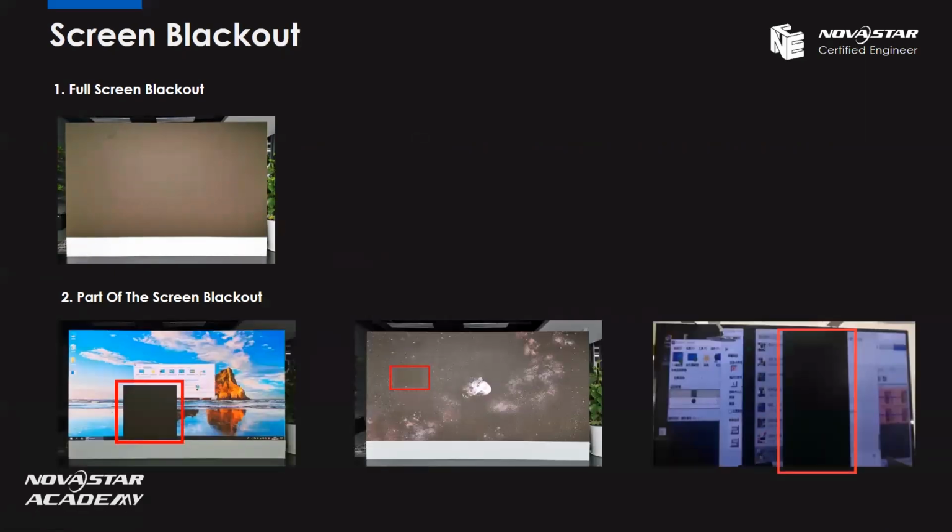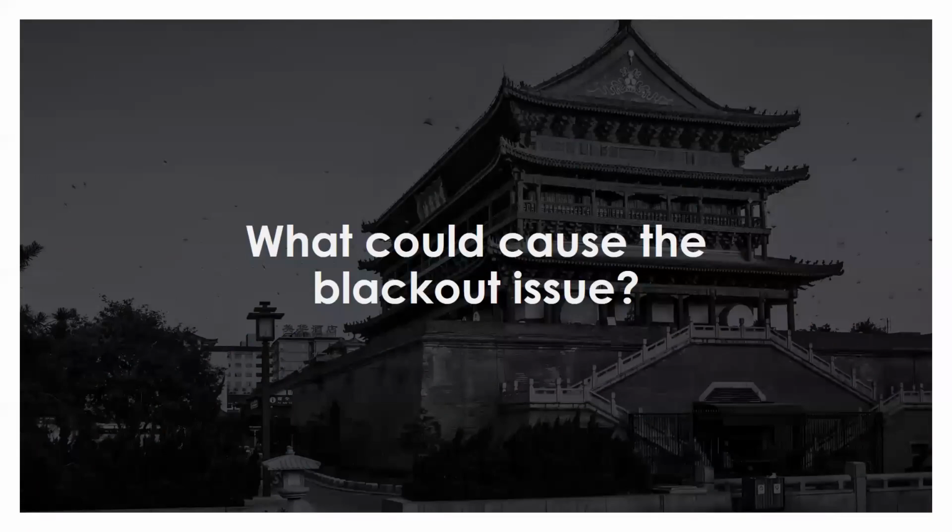There are 3 situations. The first one, the specific cabinet is black. And the second, the specific module is black. And the third, the sending card output area is black. Okay, then what could cause the blackout issue?